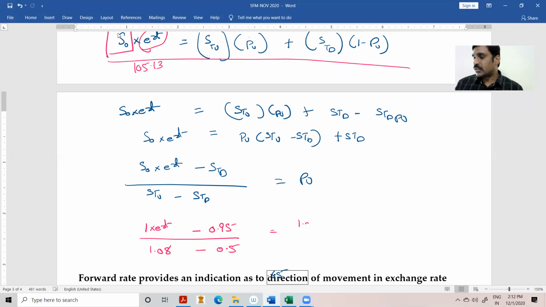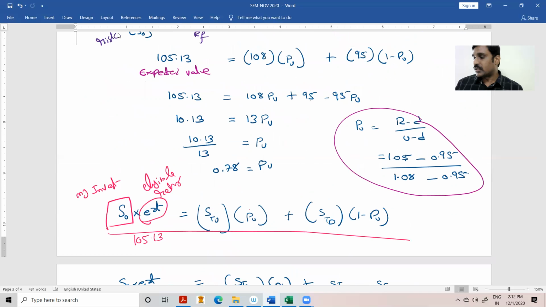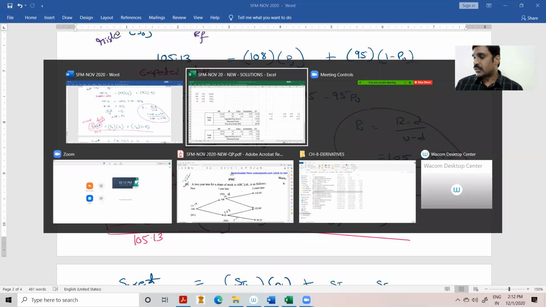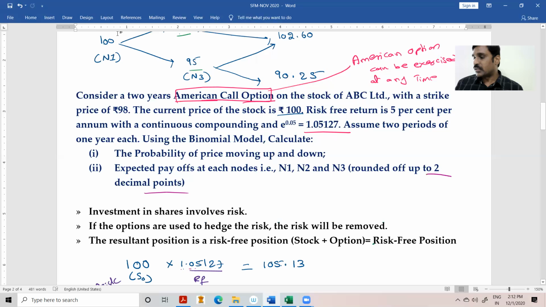You'll get the same thing: 1.05127 minus 0.95, divided by 1.08 minus 0.95. This also you'll get 0.78, but this may not give the clarity. So I'll avoid using the formula R minus D divided by U minus D, because that may not clearly indicate that I'm investing S0 and getting only S0 into e to the power of RT, the risk-free rate of return. They themselves are saying this is a risk-free rate of return. Look at the question.